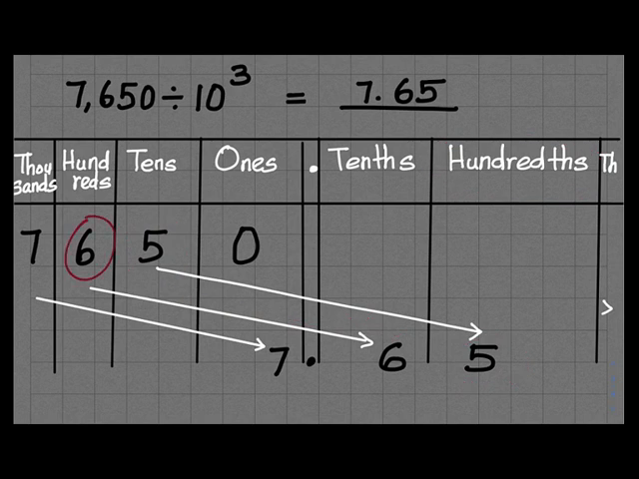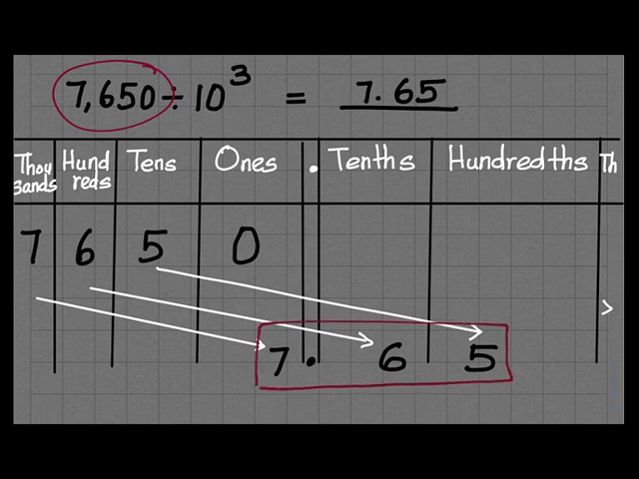6, which is in the hundreds column, when moving 3 columns to the right, 1, 2, 3, because it is divided by 1000, it is in the tenths column. And 7, which is in the thousands column, when divided by 1000, moves 3 columns to the right, 1, 2, and 3 columns to the right. The decimal is right here. Okay. So when 7,650 is divided by 1000, the answer is 7.65.